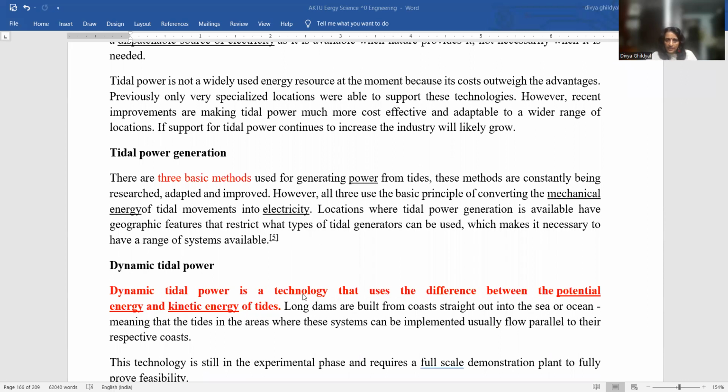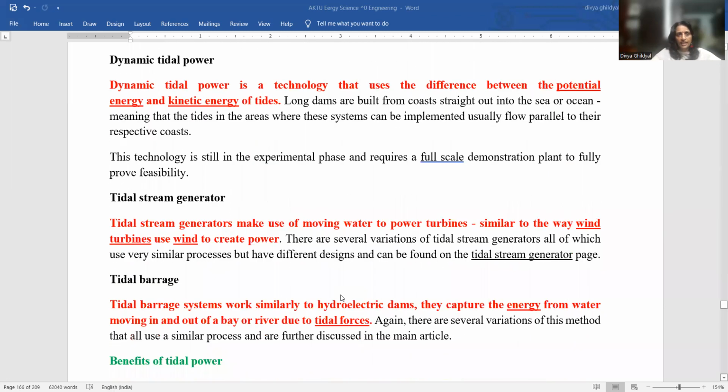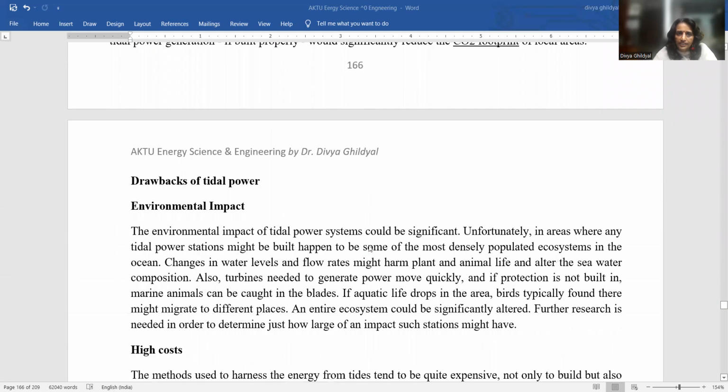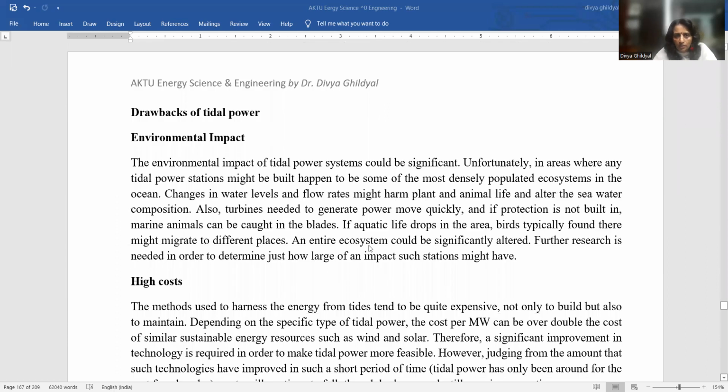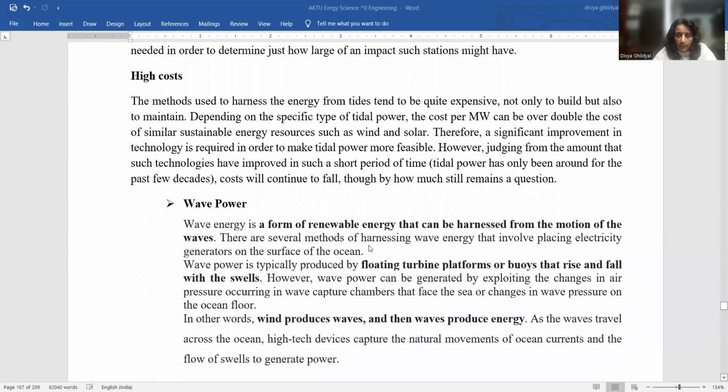The three basic ones are dynamic tidal power, which is a technology that uses the difference between potential energy and kinetic energy. Tidal stream generator makes use of moving water to power turbines. Tidal barrage works similarly to hydroelectric dams. Benefits are, it does not have much environmental impact, but yes, the drawback is that they are very costly.